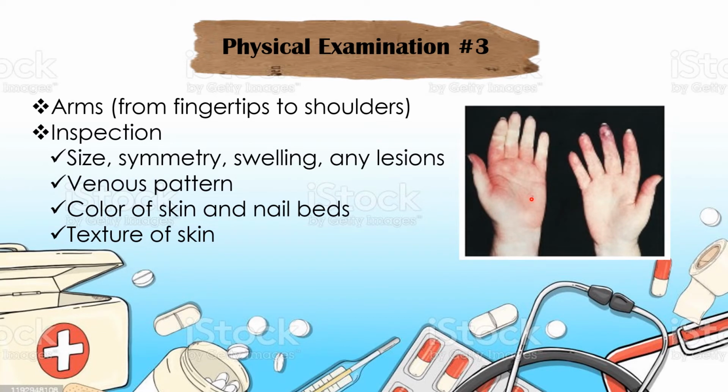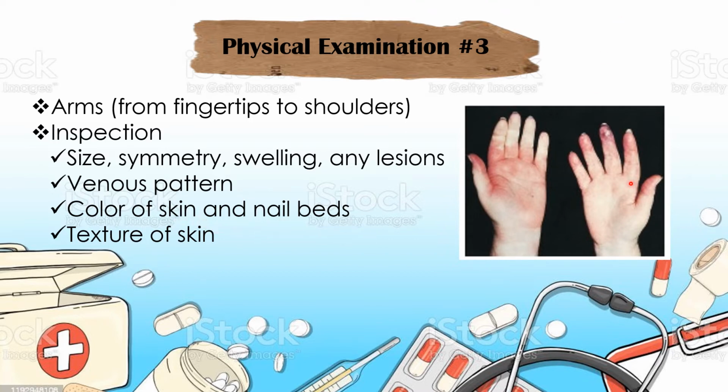Okay, so to continue with the physical examination of the arms, you have to start from the fingertips to the shoulders. So you can use your cardinal technique of doing the physical examination, which is inspection. Okay, you have to inspect for the size, symmetry, swelling, and any lesions. Check for the venous pattern, the color of the skin, and the nail beds.